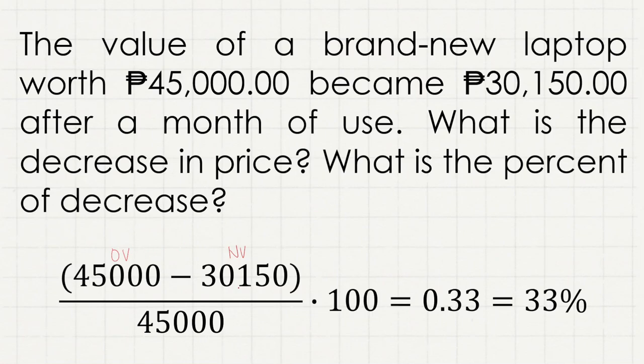So 45,000 minus 30,150 is equal to 14,850. So 14,850 is the decrease in price. Then to get the percent decrease, we have 14,850 divided by 45,000 times 100. So 14,850 divided by 45,000 is 0.33 times 100, which is equal to 33%. And that is how we compute for the percentage decrease.